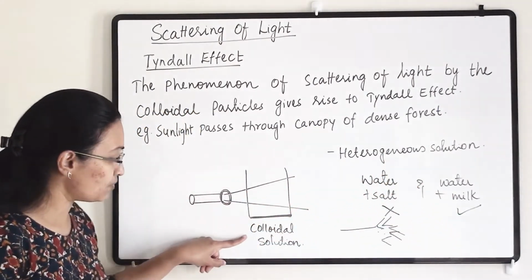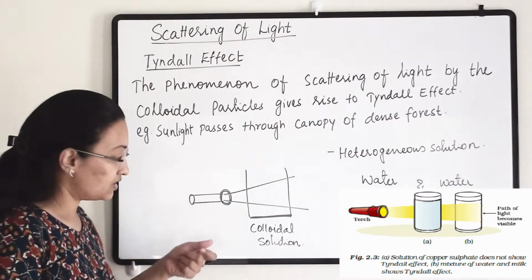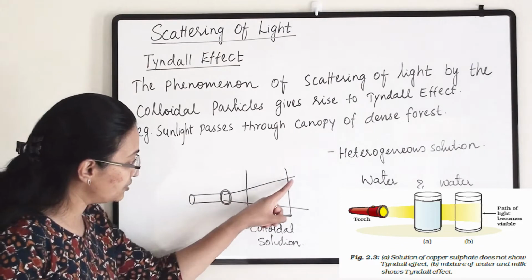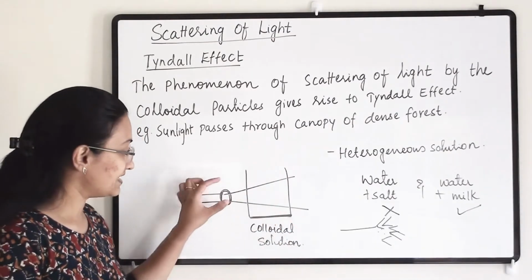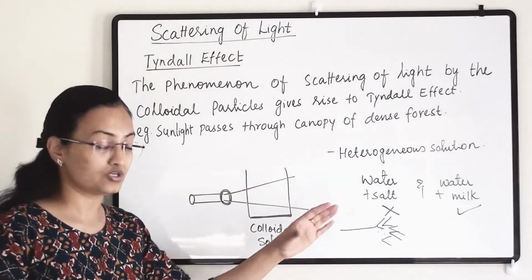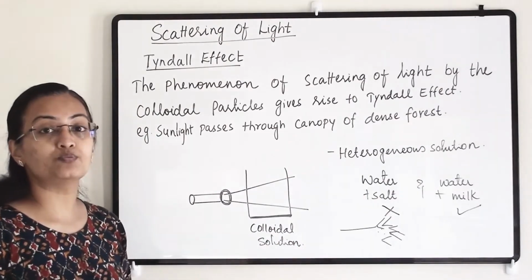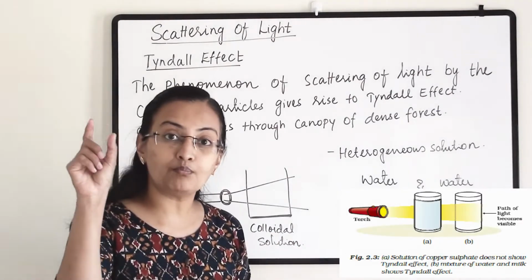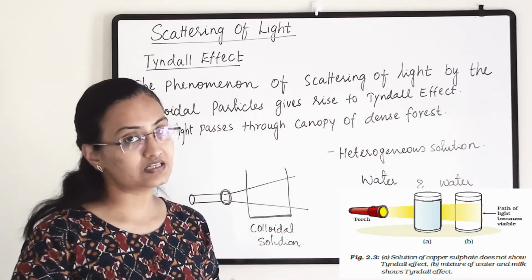So when we have a colloidal solution with us and we put a torch like this, then we will be able to see a light path clearly. That is how the light rays are passing through the solution, and this effect is known as Tyndall effect. Tyndall effect means we'll be able to see the path of light clearly through the medium. That is the Tyndall effect.